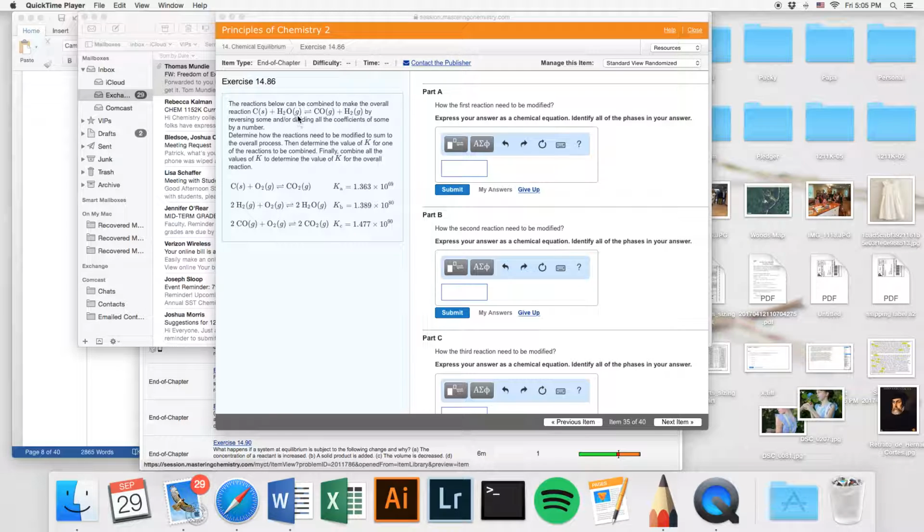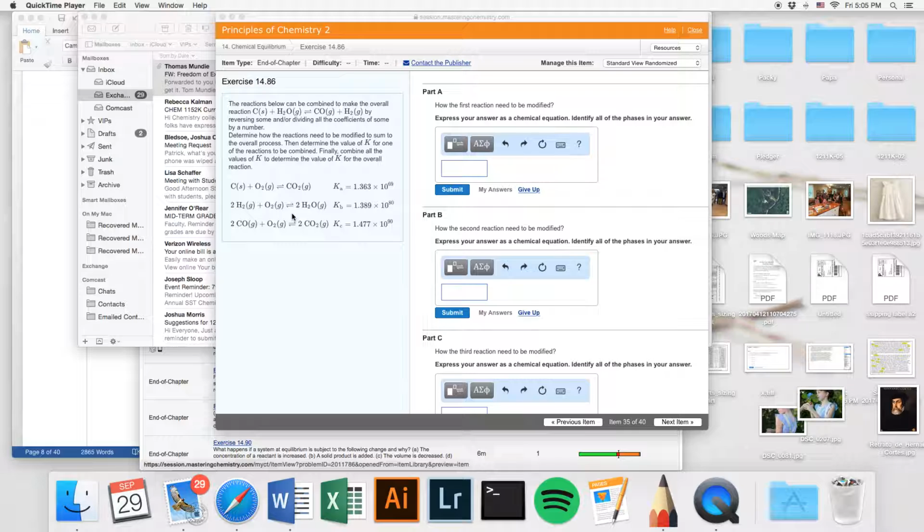The reactions below can be combined to make this overall reaction by reversing some and/or dividing all the coefficients of some by a number. Determine how the reactions need to be modified to sum to the overall process. Then determine the value of K for one of the reactions to be combined. Finally, combine all the values of K to determine the value of K.